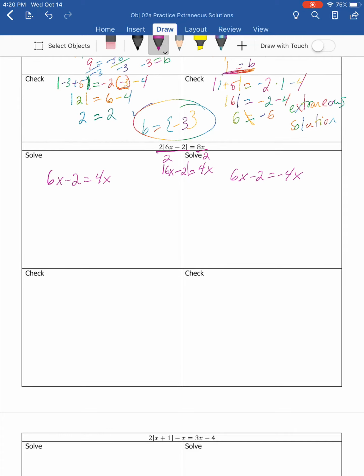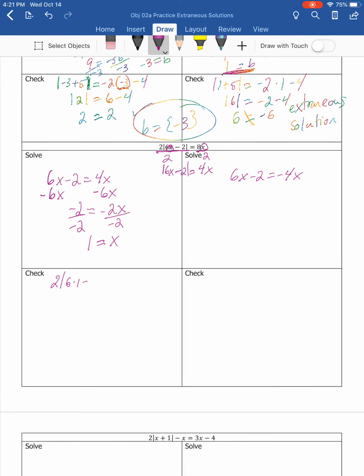So I look at this here. I'm going to subtract 6x from each side. Negative 2 is equal to negative 2x. Divide by negative 2. X is equal to 1. Okay, I'm going to check that in my original problem. I'm going to replace my x's here with 1.